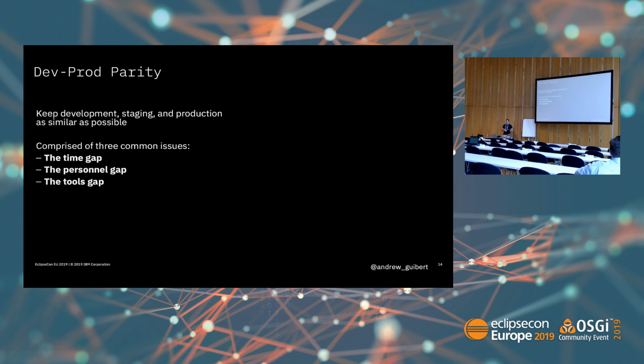Also, there can be a personnel gap, so that would be if you have a developer writing and testing the application locally, but then you have some ops engineer actually deploying it in production, and they might configure things differently. And then there's also a tools gap, so we might be using one software stack locally in our development environment because maybe it's faster and it's more convenient, but we might be using a more robust software stack in production.